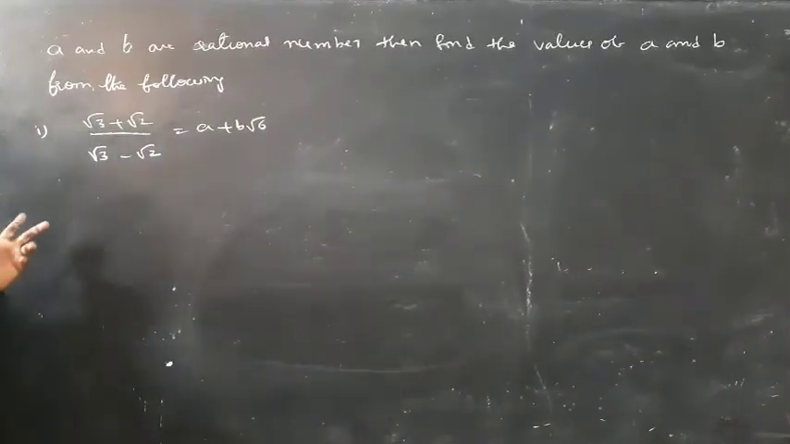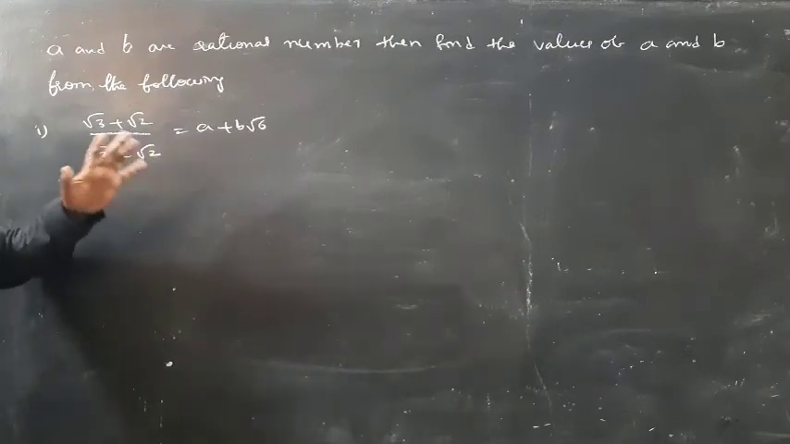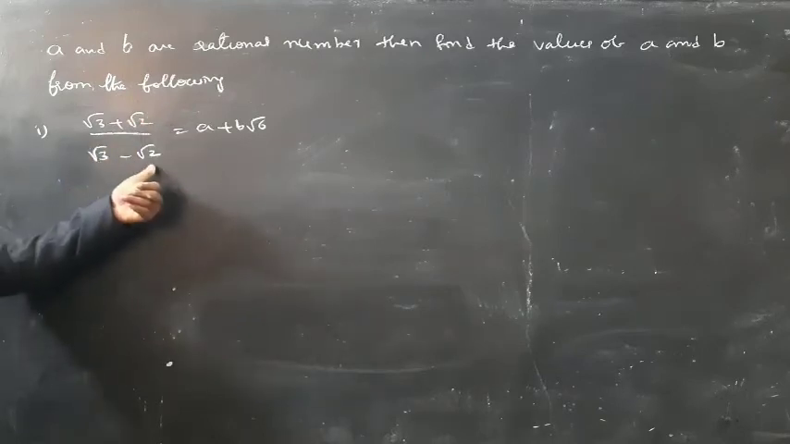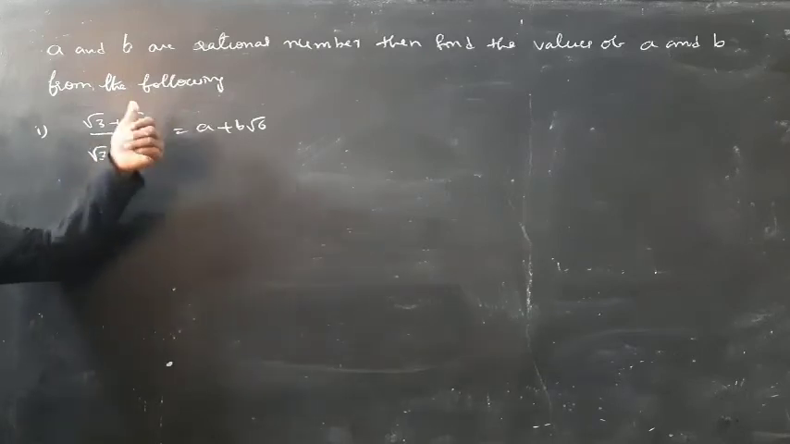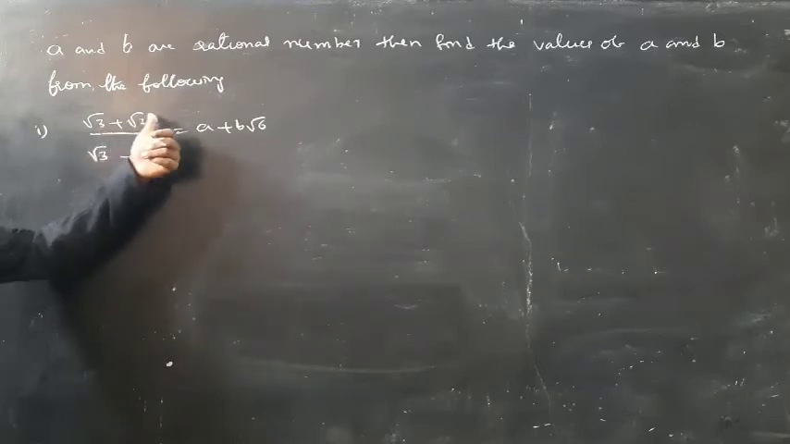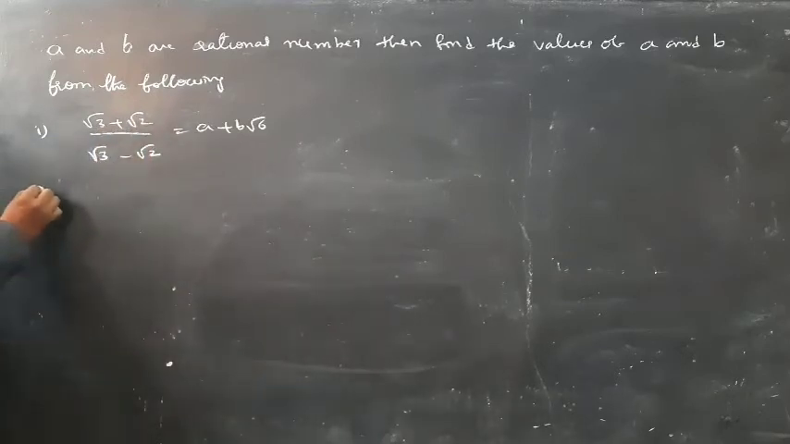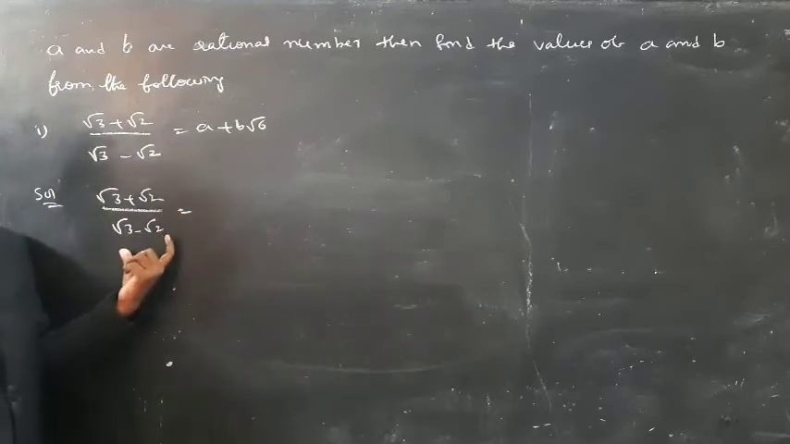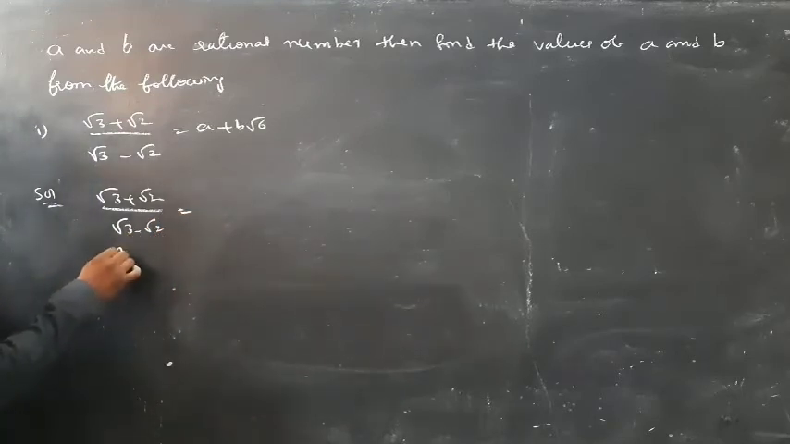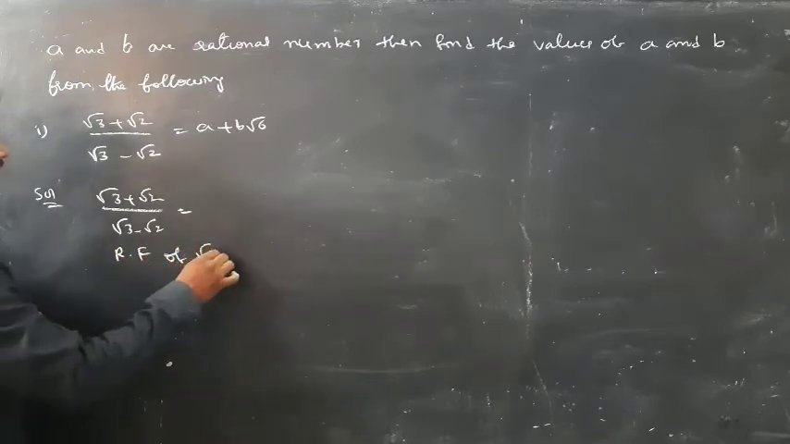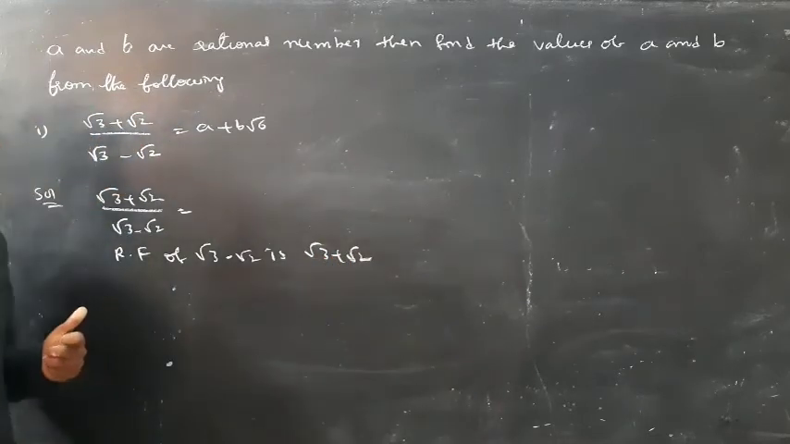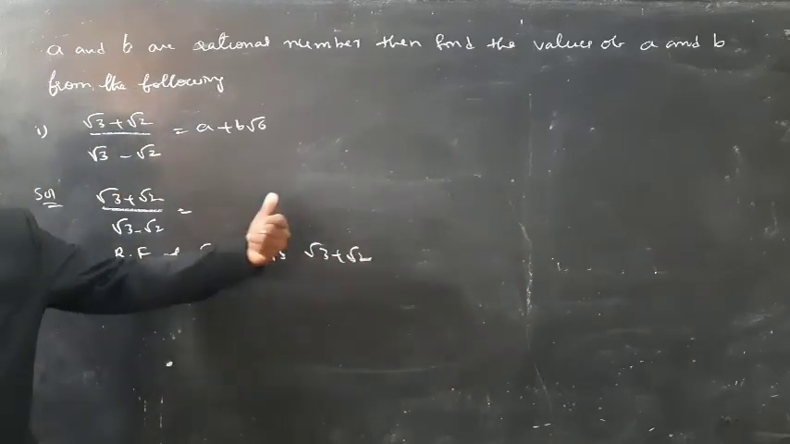Here a and b are rational numbers. Then find the value of a and b from the following: (√3 + √2) by (√3 − √2) is equal to a + b√6. First you have to simplify (√3 + √2) by (√3 − √2). Solution: I am taking (√3 + √2) by (√3 − √2). What is the denominator here? √3 − √2. The rationalizing factor of √3 − √2 is √3 + √2.